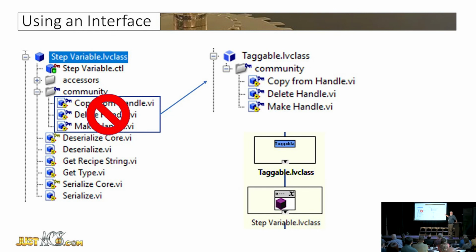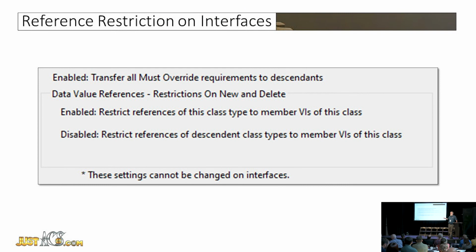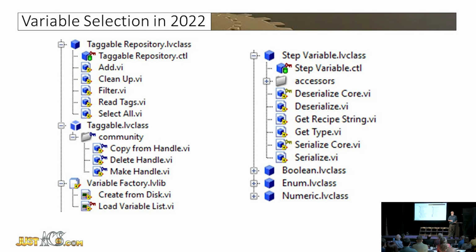Only taggables make DVRs. Step variables are taggables. They can make DVRs themselves. The protections change just a little bit because they're fixed for interfaces. This is the only thing that makes sense. You know, member VIs of the class can make references, but not the interface itself, because that doesn't make any sense. So the final thing that I deliver to the customer looks like this.